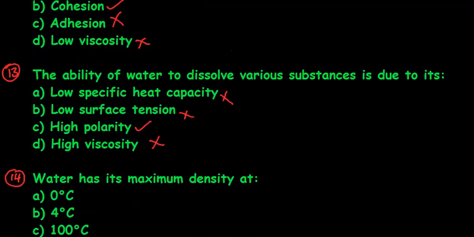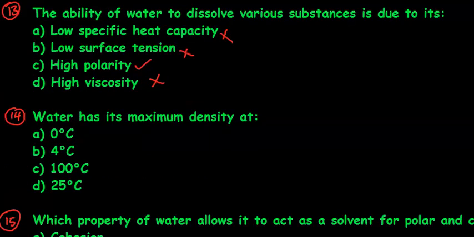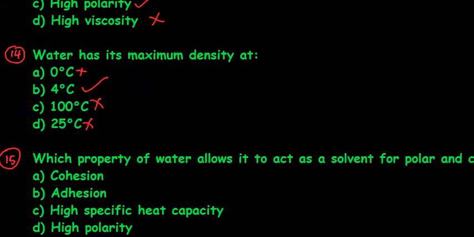What about question number 14? Here is another problem which says water has its maximum density. What is the maximum density of water? The maximum density of water is 4 degrees. 25, 10, 100, they are all wrong. The correct answer is 4 degrees.